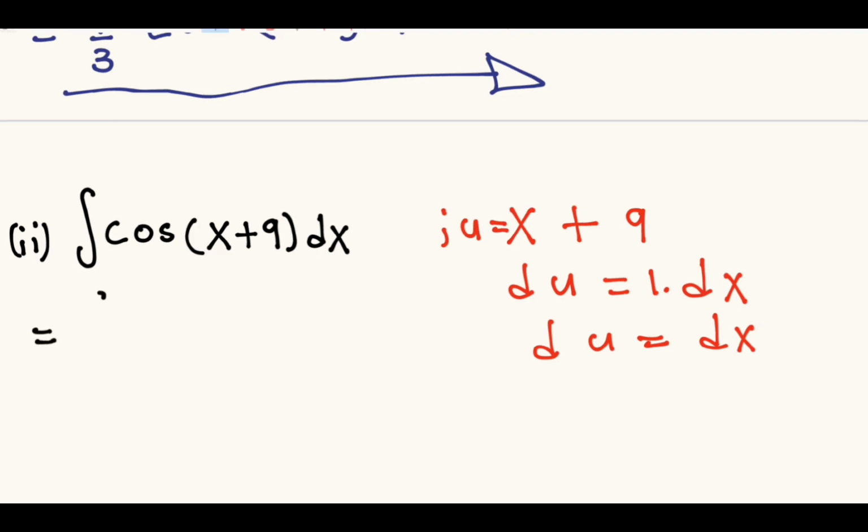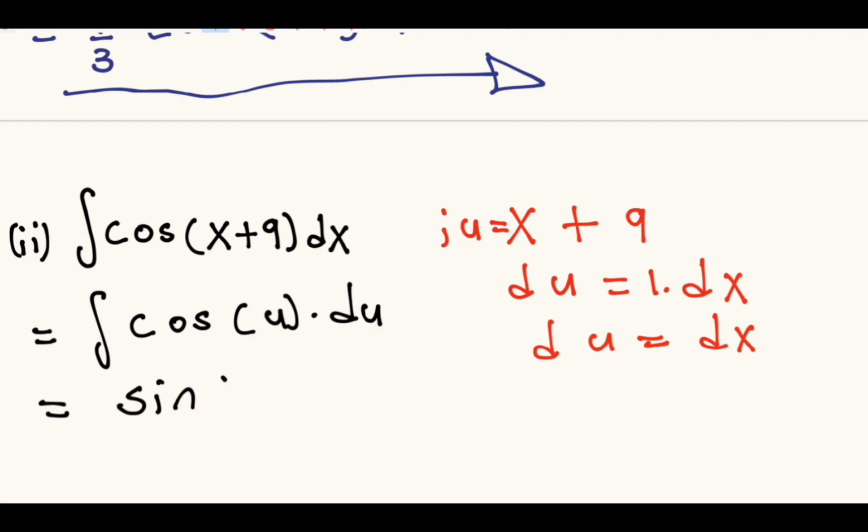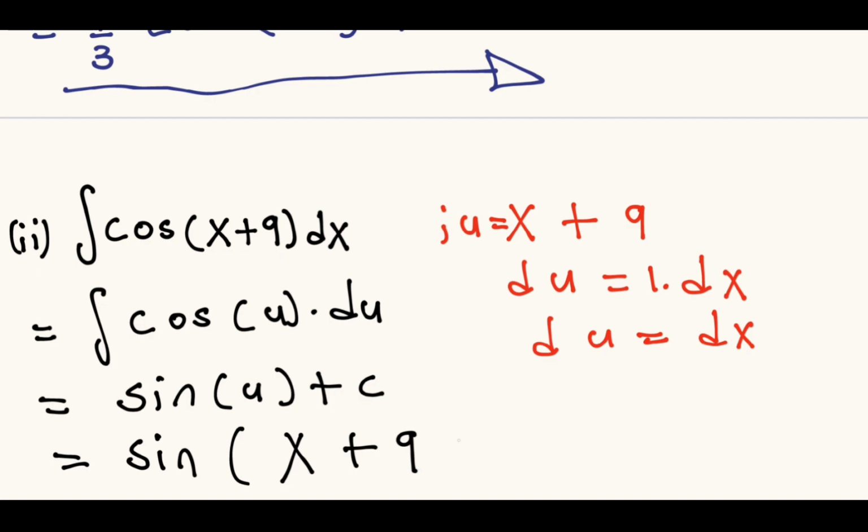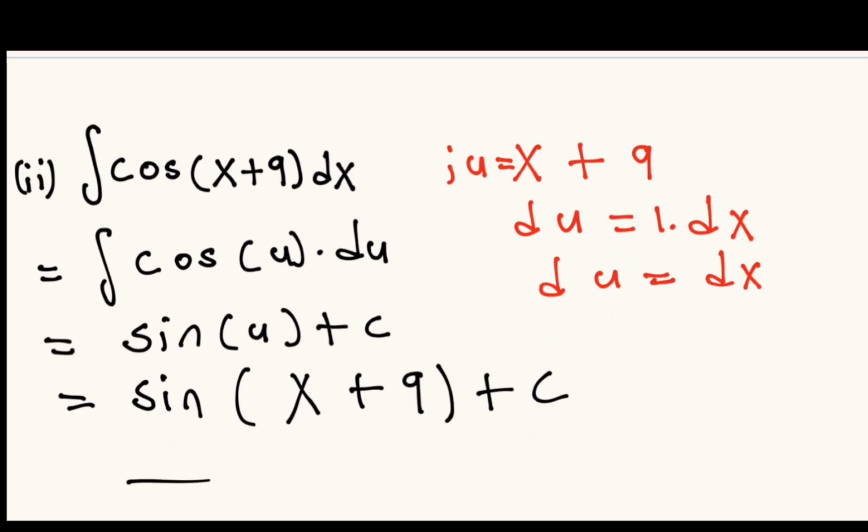Our integral will be equals to the integral of cos of u. In the place of dx, we substitute du. So the integral of cos of u will be equals to sin u plus c, and we substitute back the x plus 9 in the form of u, and this will be our answer for the second question.